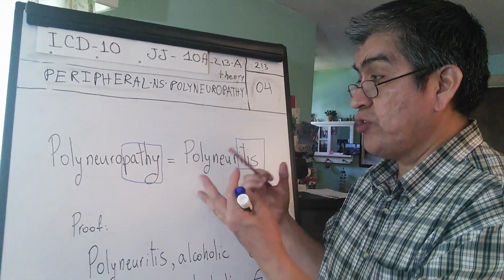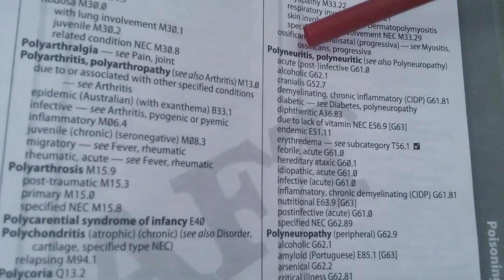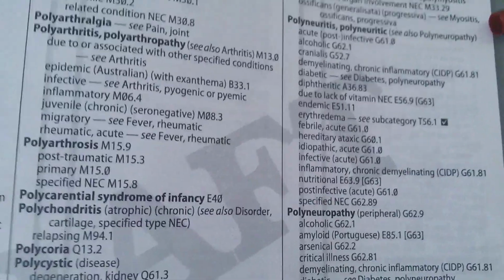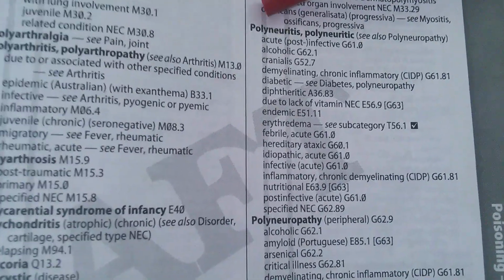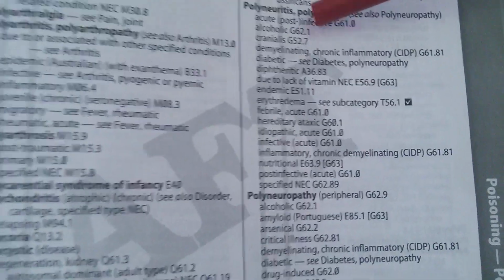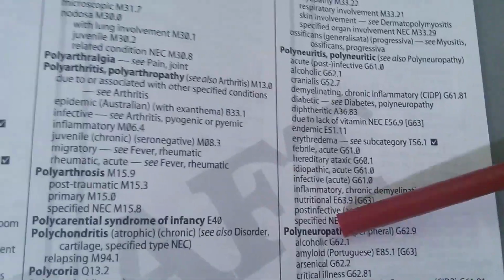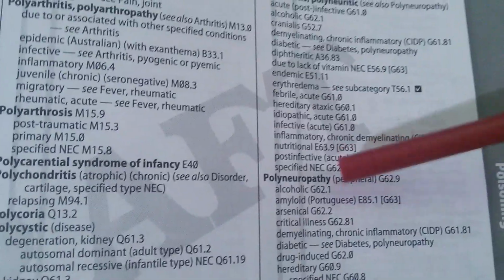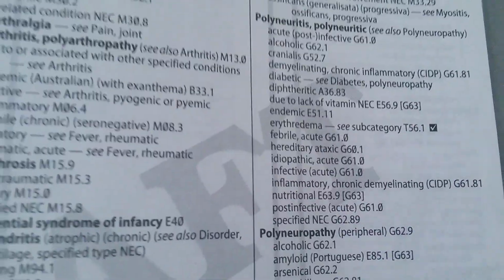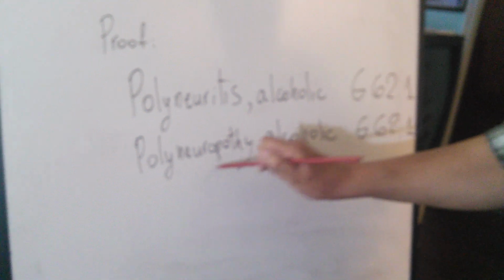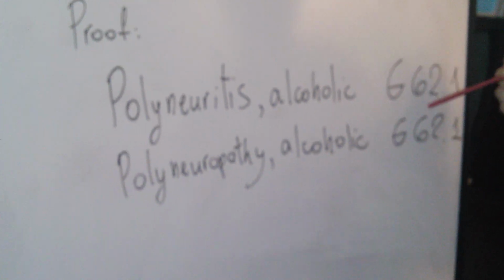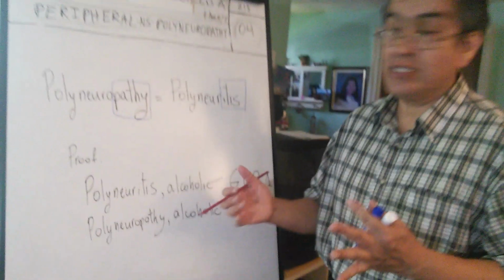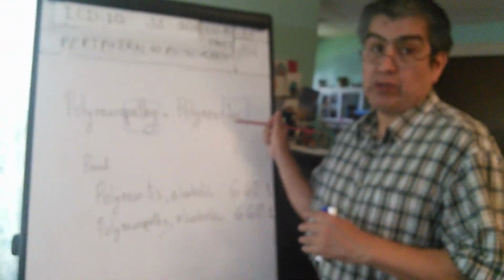Now, how can you prove that it's the same? If you go to the coding book here and we look for polyneuritis, this is polyneuritis right here, it says see also polyneuropathy. And if we're gonna try, for instance, polyneuritis alcoholic is G62.1. If we try a little further down here, polyneuropathy alcoholic is exactly the same, G62.1. Which means what we wrote here, the polyneuritis alcoholic is G62.1 and polyneuropathy alcoholic is G62.1, exactly the same code. So for coding purposes, polyneuropathy is exactly the same as polyneuritis.